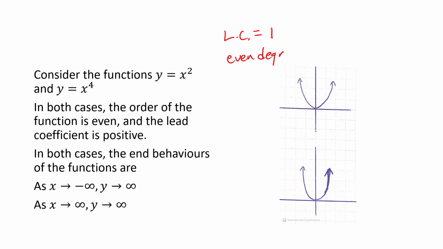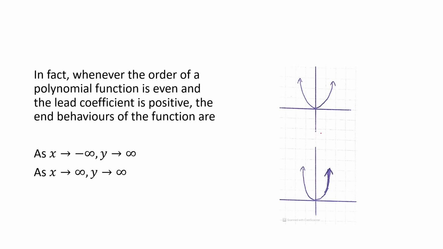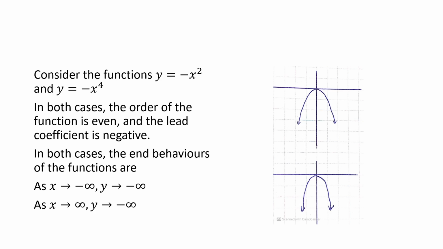When that combination of things happens with a polynomial function, our end behaviors are in quadrant 1 and quadrant 2. And we get the end behaviors shown there. And finally, when we have the functions y equals negative x squared and y equals negative x to the 4, we've got negative leading coefficients and even degrees, and our end behaviors are in quadrant 3 and quadrant 4 in both cases.